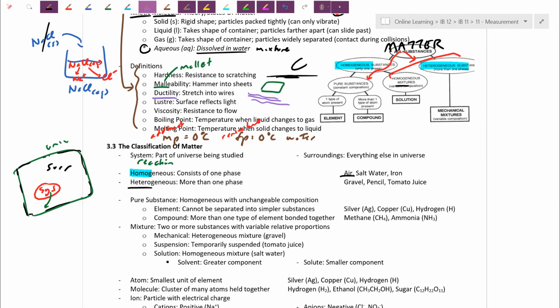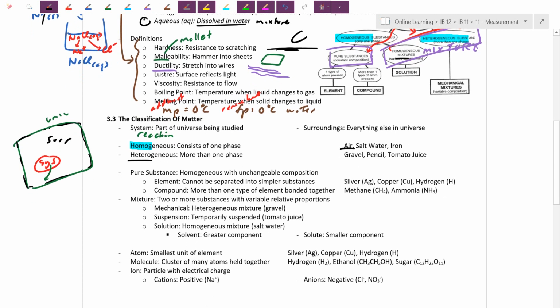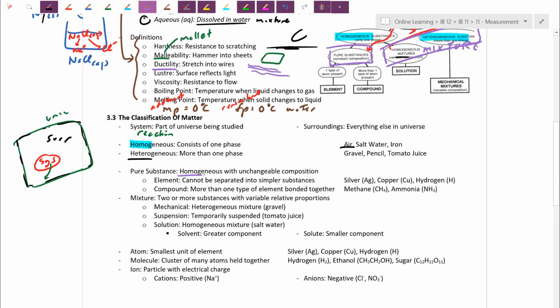Let's go down those two branches then. So again, traditionally we separate them into either pure substances or mixtures. A pure substance, as the name suggests, is pure. It's made out of one type of material. It's homogeneous. It feels like one phase. It feels like one material fully mixed up, and it's unchangeable.